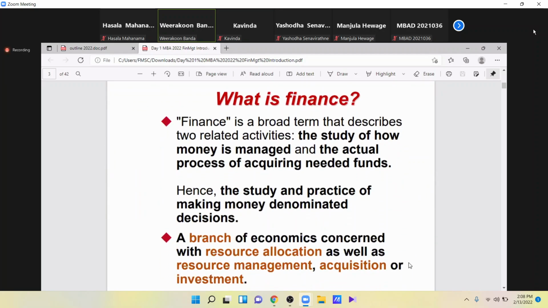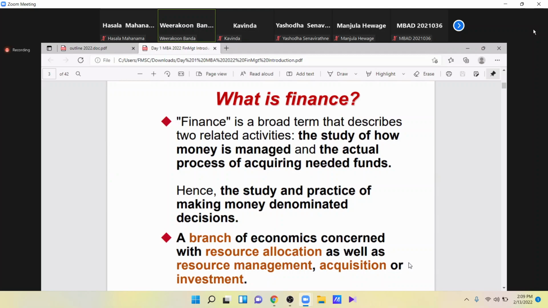If you are an individual and you deal with some purchase or sales or maybe some other involvements, dealing with some particular activities, then you deal with some particular finance functions. So here, finance is a broader term that describes two related activities: the study of how money is managed and the actual process of acquiring needed funds.